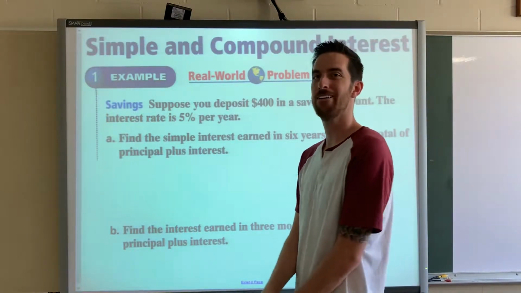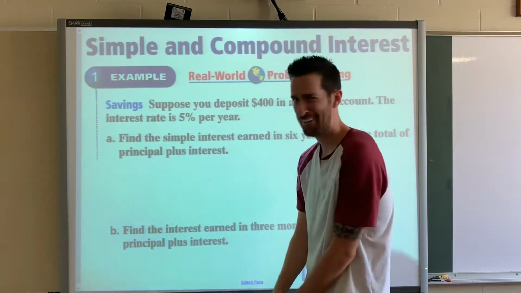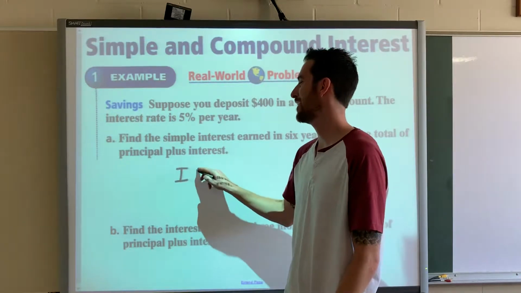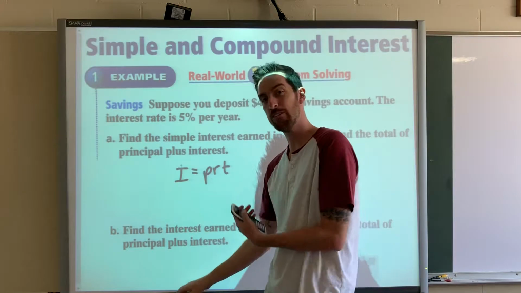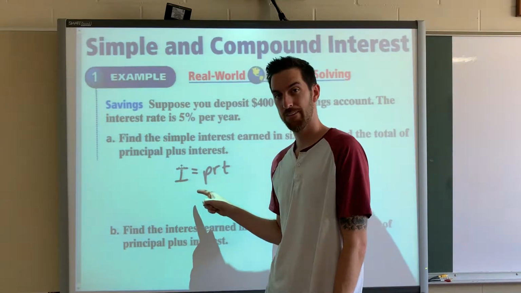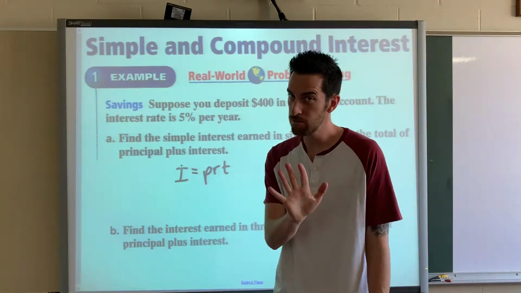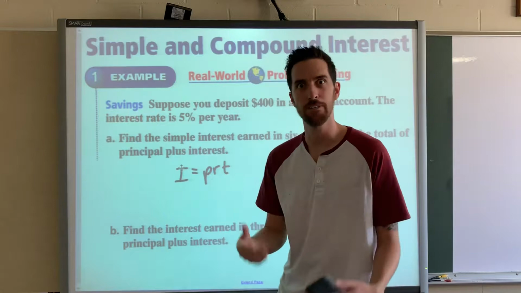This should be simple. The simple interest formula is I equals PRT. The interest equals the principal, which is the money you put in, times the rate, which has to be in decimal form, times T, which is time, which has to be in years.